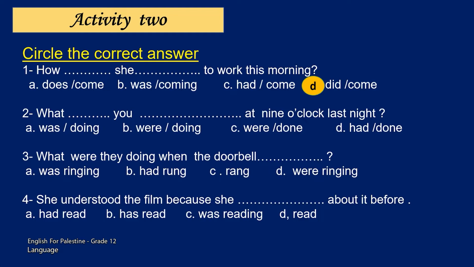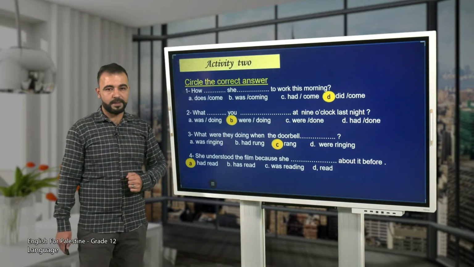Number 2. What you at 9 o'clock last night? At 9 o'clock last night is a clue. So the answer is B. What were you doing at 9 o'clock last night? Number 3 now. What were they doing when the doorbell, what? C. Rang. What were they doing when the doorbell rang? Number 4. She understood the film because she about it before. So the best answer is A, because she had read about it before.